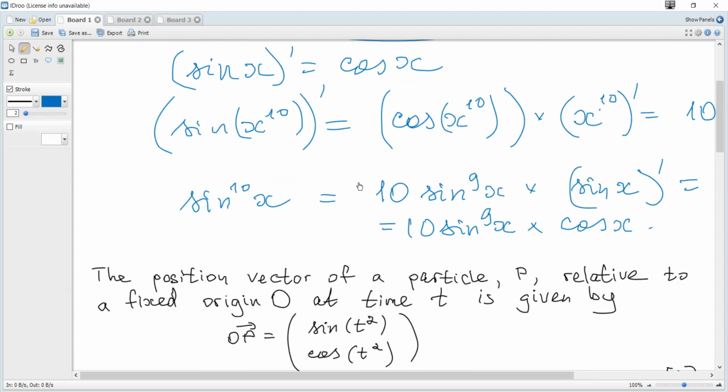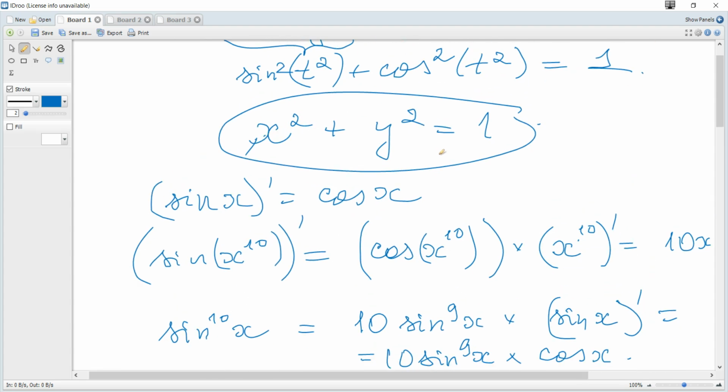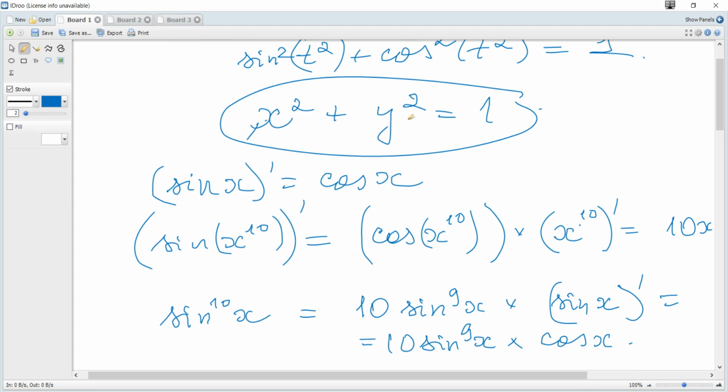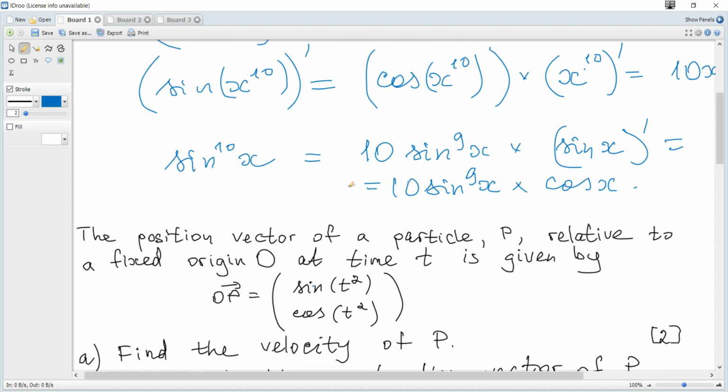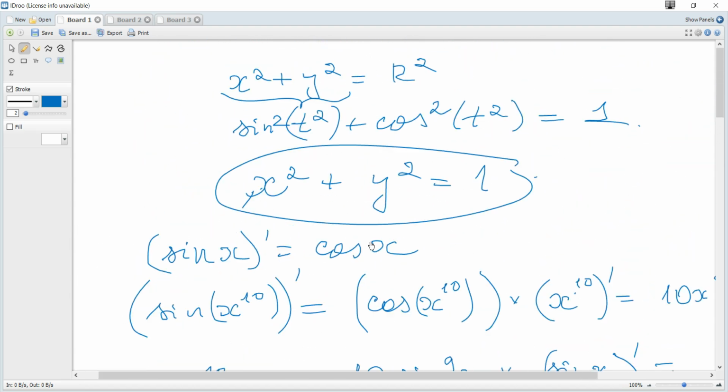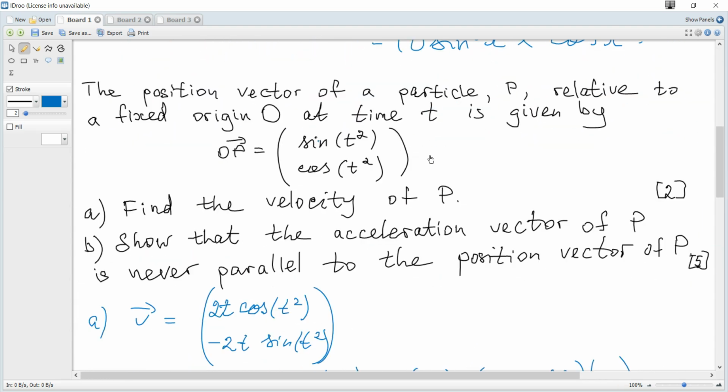If you meet a question about the trajectory of a particle related to a circle, or if for example it is given that x squared plus y squared is equal to something, you should understand that the equation of a circle is this, and this value is the radius squared, so the radius is the root of this number, so here it's just 1. And that's all for this question.